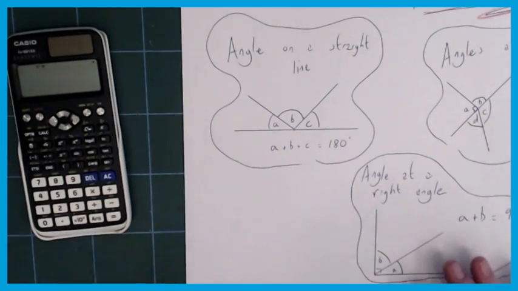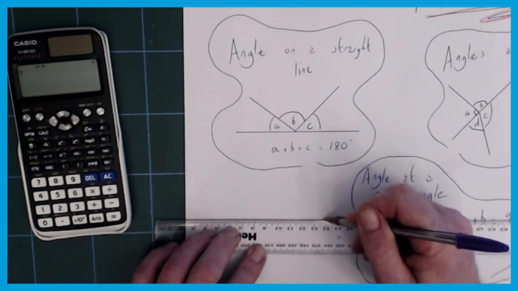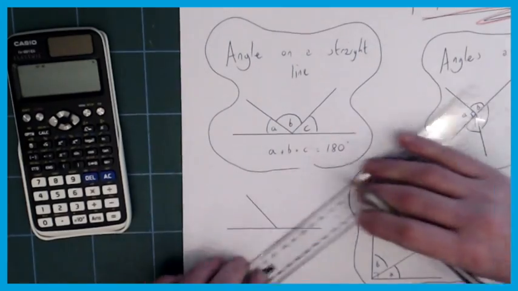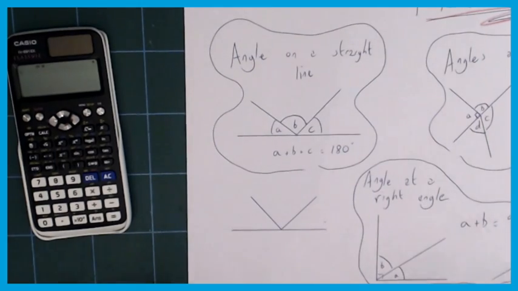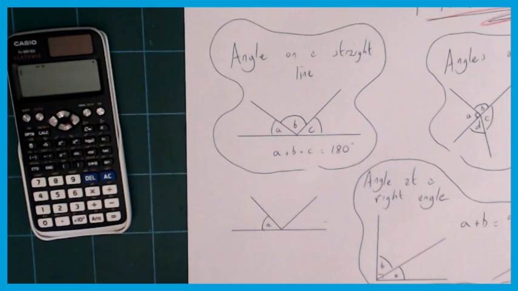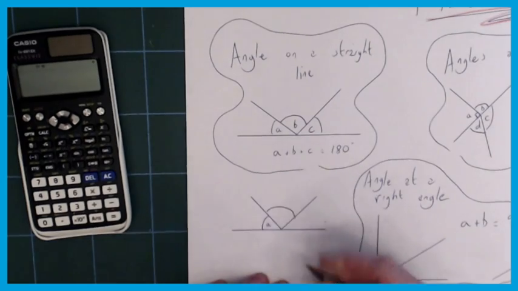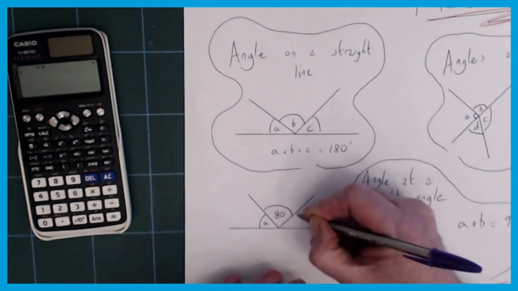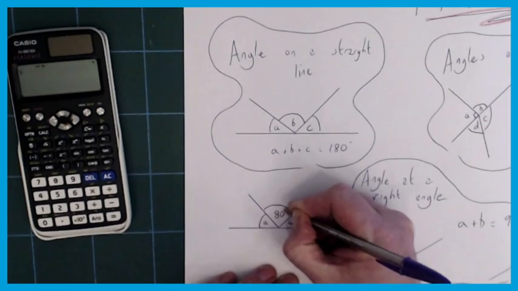Okay, let's do some calculations now then, shall we? So let's just draw a line down here. So a straight line. And we'll split it into three parts. And we'll call this angle A. We don't know what that is. This one is 80, and this one is 43 degrees.